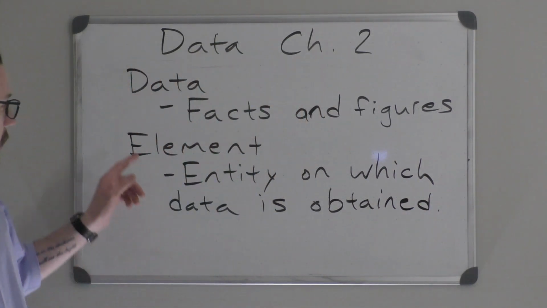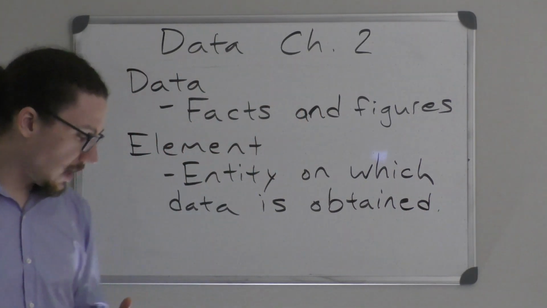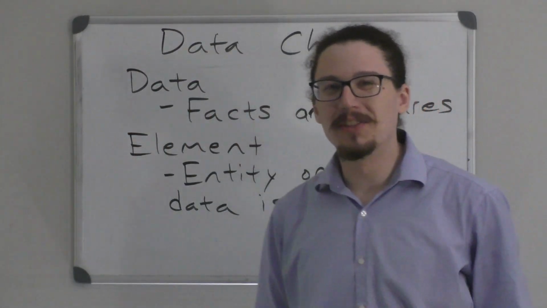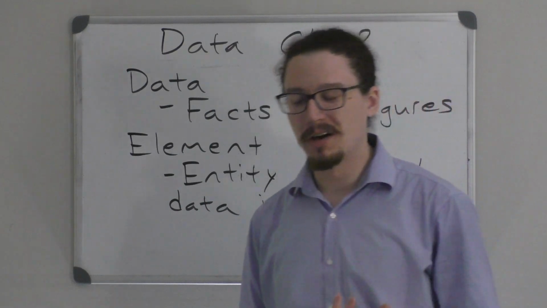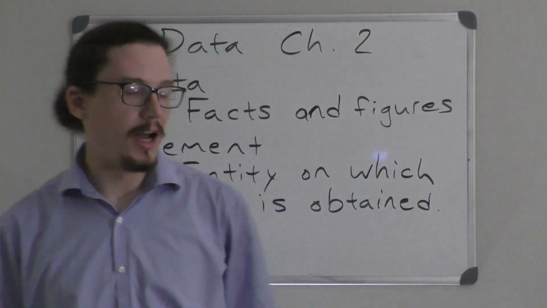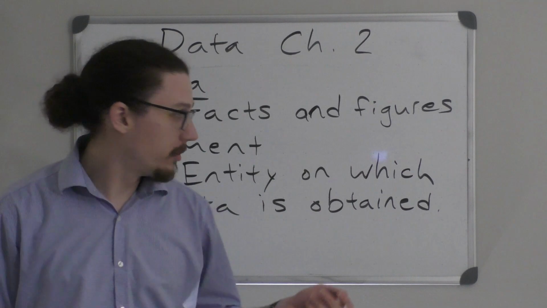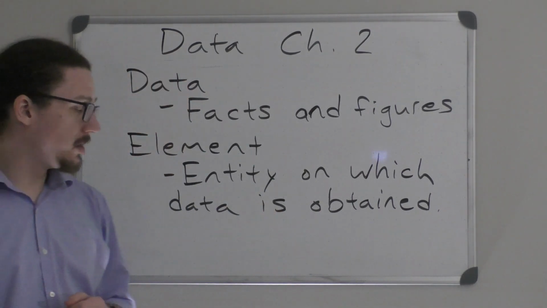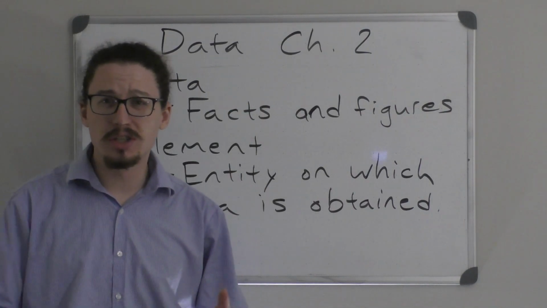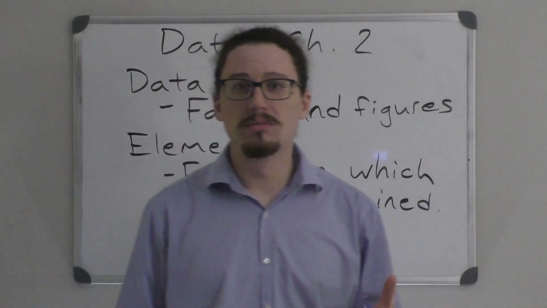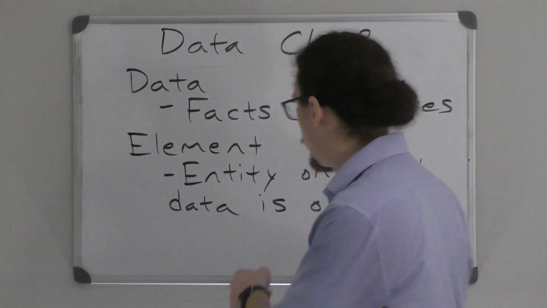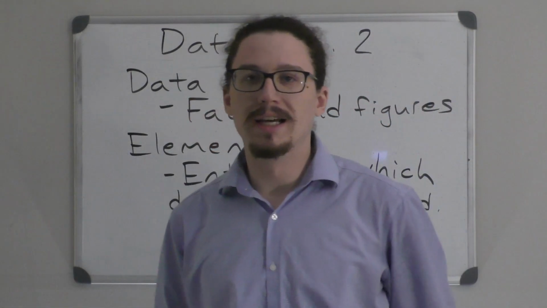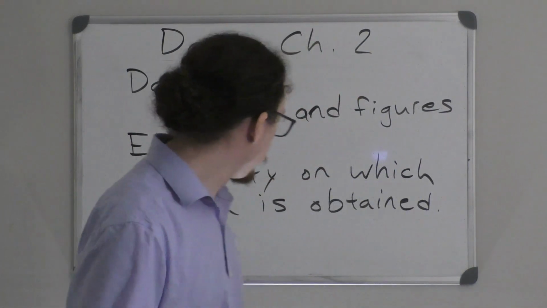The next term we're going to talk about is an element. You can already see the definition, but this is not the same type of element that we would talk about in, say, a chemistry class. I'm done taking chemistry. But it's an entity on which data is obtained. So these are essentially just the members of our sample. The members of our sample are the elements. Those are the things on which, or about which, we collect data.